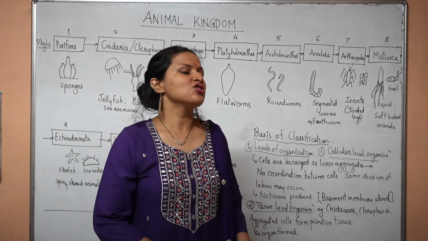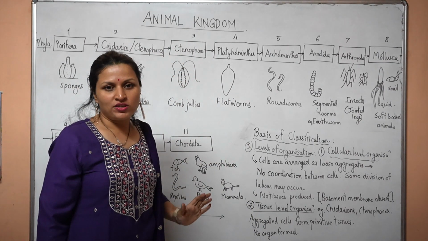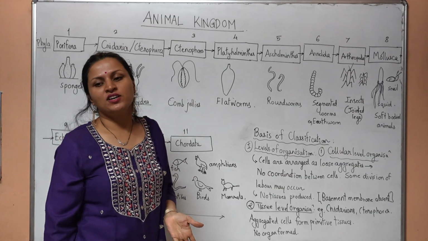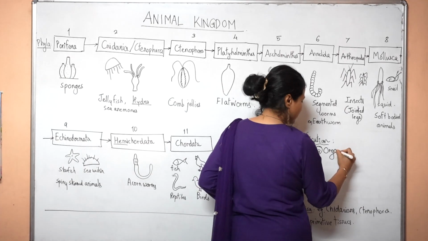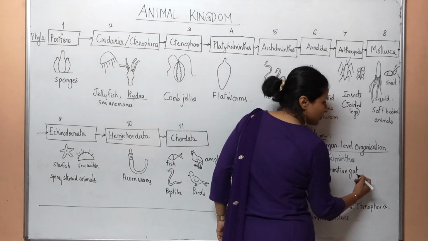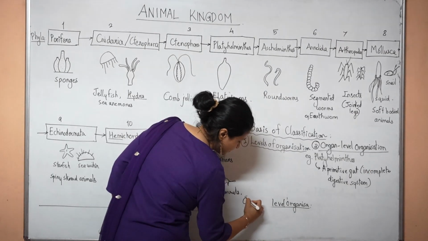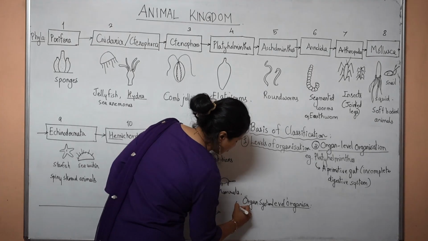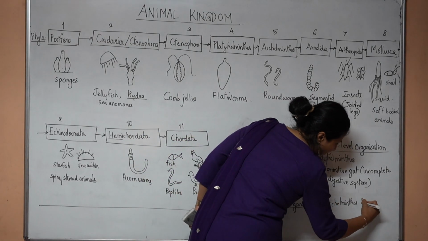The next level of organization, which is seen in platyhelminths, is the organ level of organization. A very primitive type of gut is formed in the platyhelminths. Organ level organization is seen in the case of platyhelminths: a primitive gut, an incomplete digestive system. Finally, we have the organ system level of organization, which is seen in the case of the Aschelminths and higher phyla.